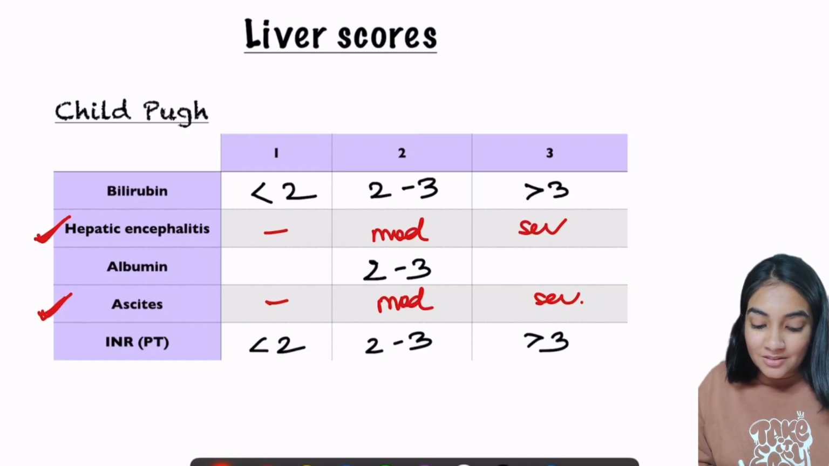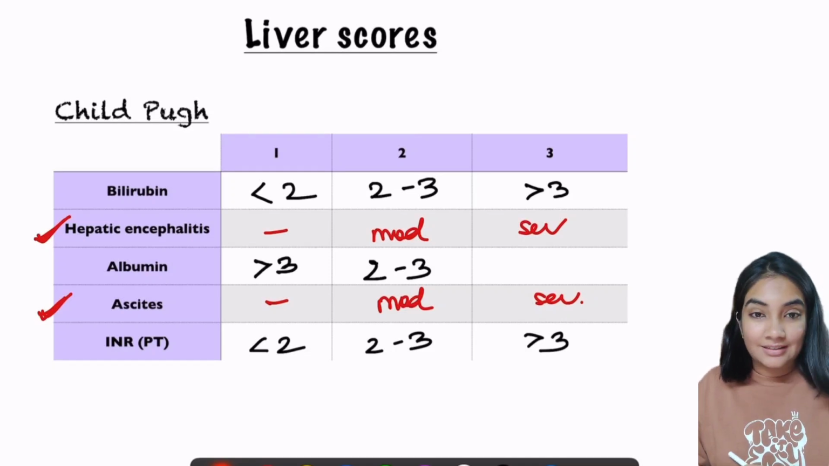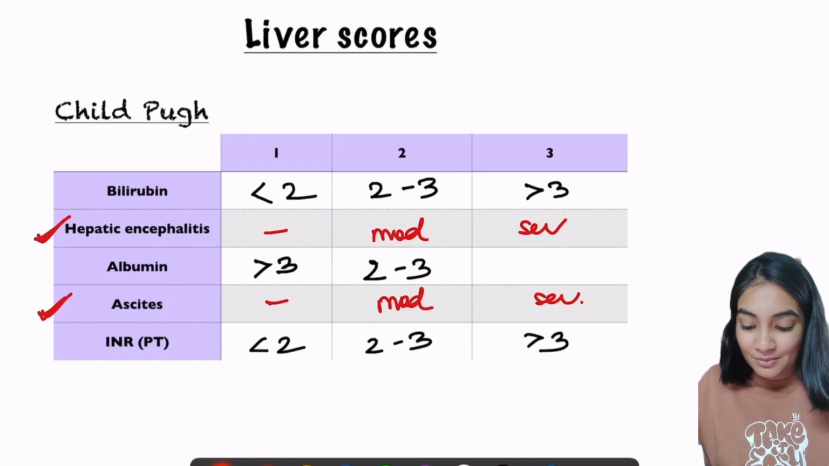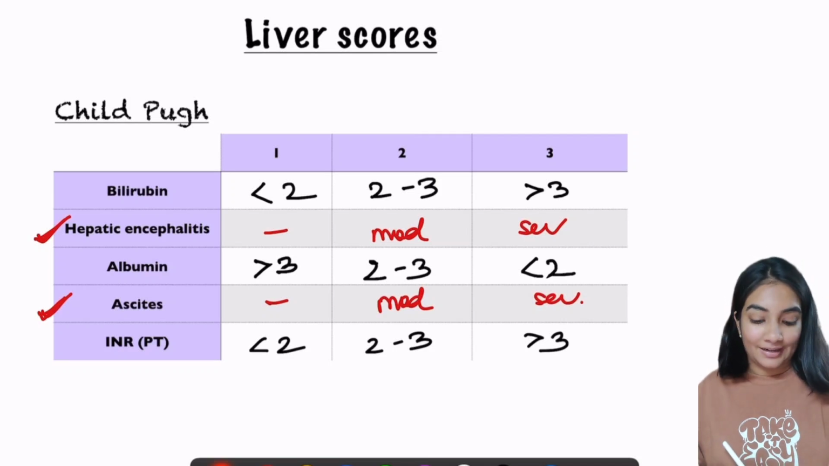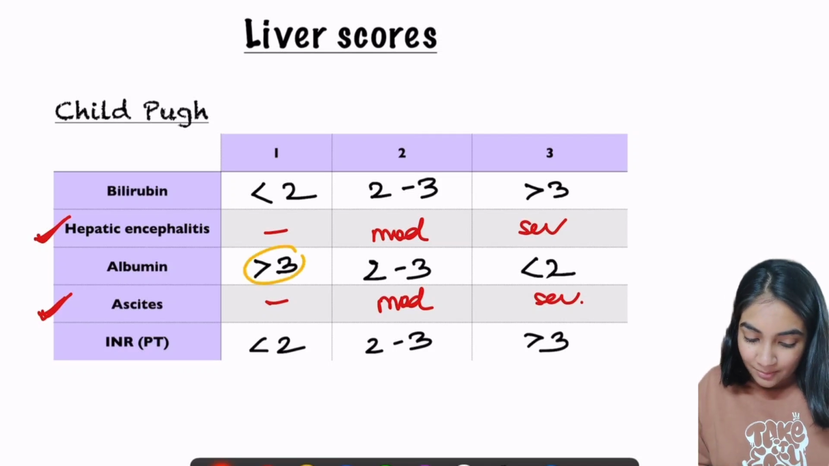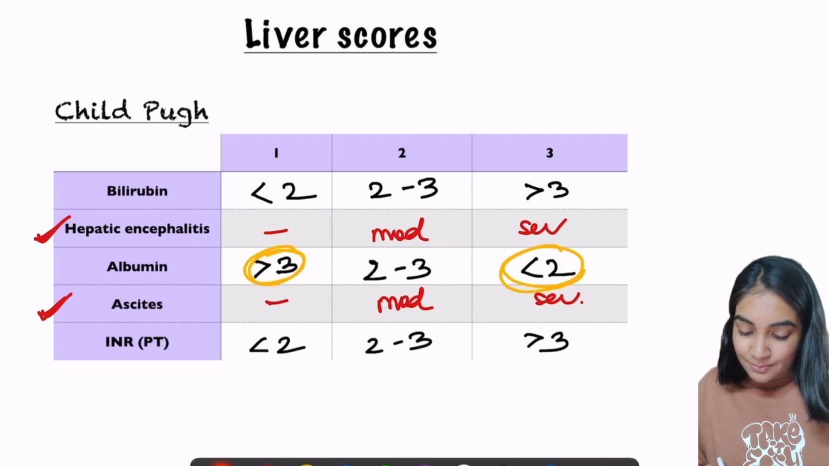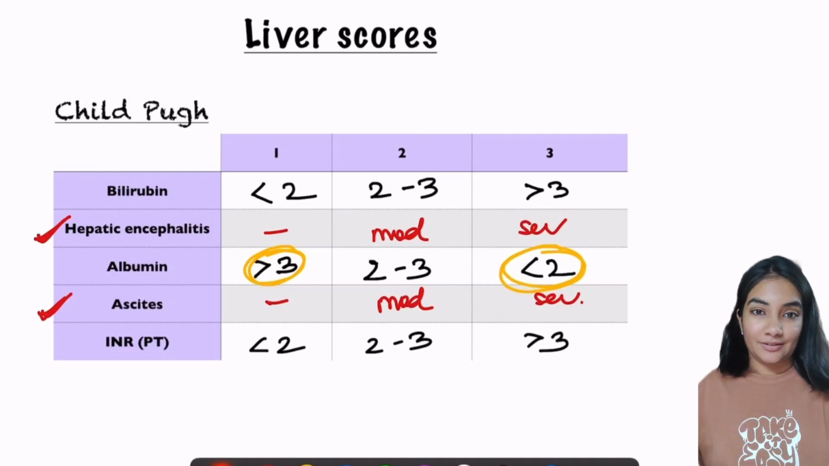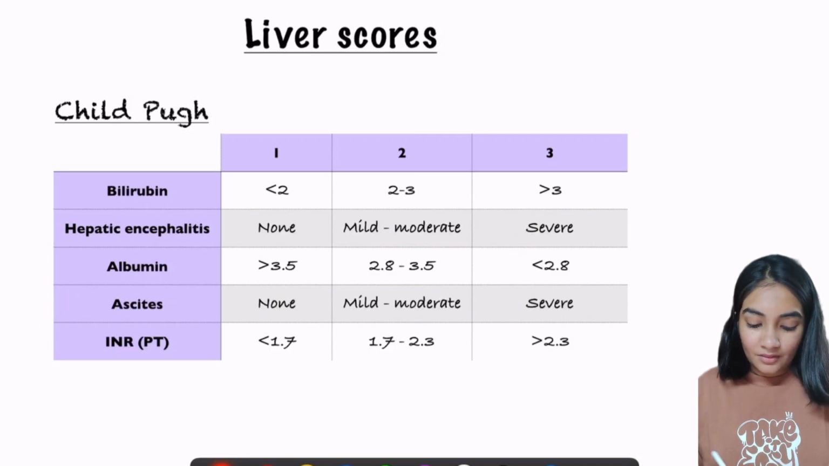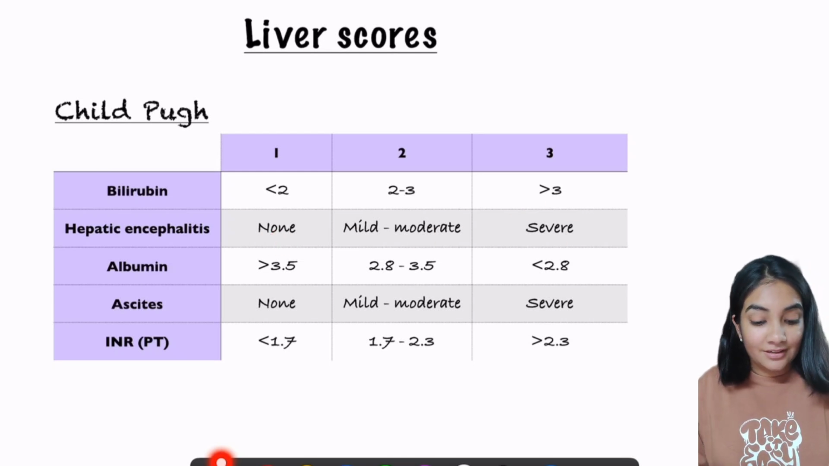Now albumin, here there is a slight glitch. If albumin is more than 3, it is a good thing, but if albumin is less than 2, it is a bad thing. तो यहाँ पे हमने 2 to 3 का spectrum change कर दिया है. But मोटा मोटे you need to remember the values are 2 to 3. Let's study the exact values. 2 to 3, more than 3. None, mild to moderate, severe.